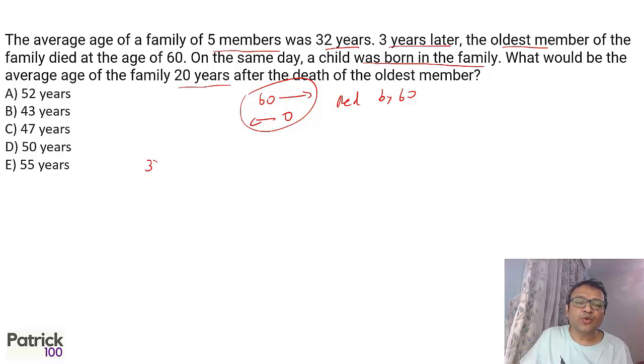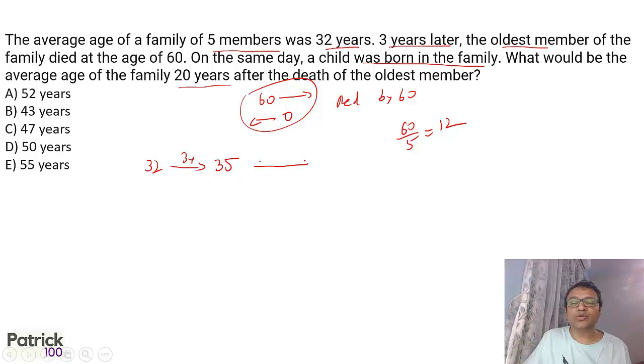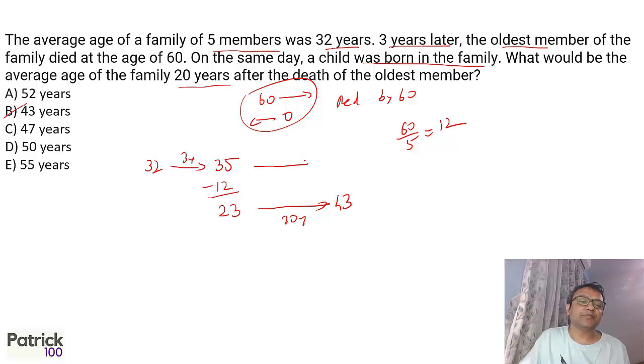So let's say 32. After 3 years, the average will be technically 35, and then 60 years got reduced. When 60 years got reduced, and there are 5 members, the average would have come down by 12 years, so it would have become 23. Now after 20 years, the average will become 23 plus 20, 43 years. That will be the answer.